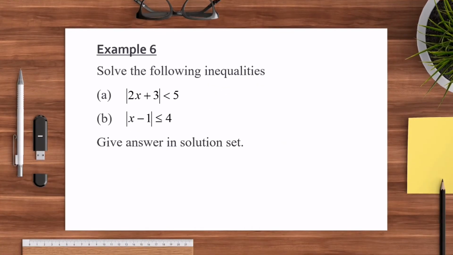Now, we continue with example 6. Solve the following inequalities. Equation A, absolute value 2x plus 3 less than 5. Equation B, absolute value x minus 1 less or equal to 4. Give answer in solution set.